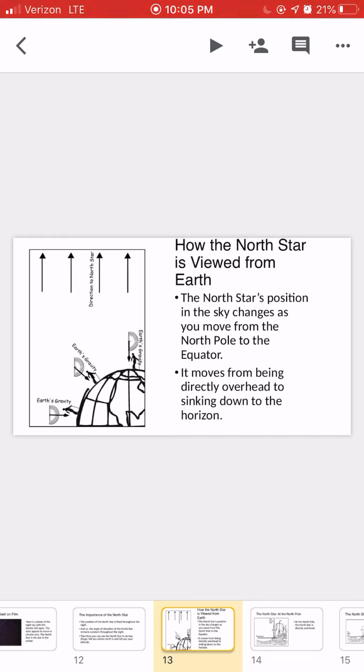So how the North Star is viewed from Earth. The North Star's position in the sky changes as you move from the North Pole to the equator. It moves from being directly overhead to sinking down to the horizon.